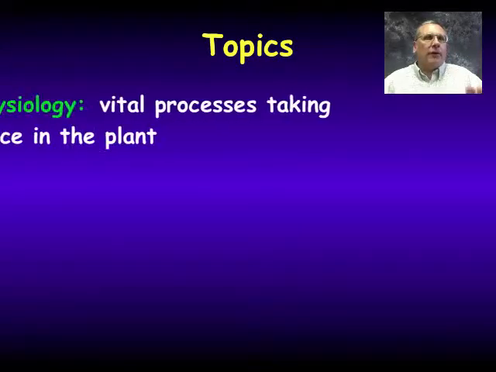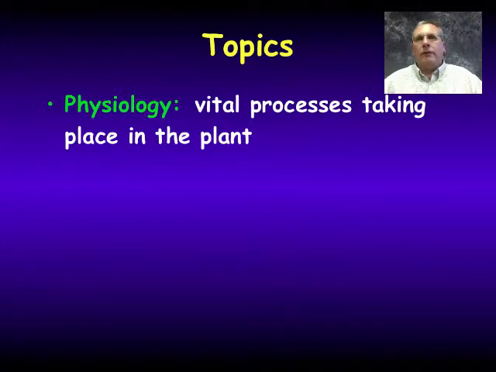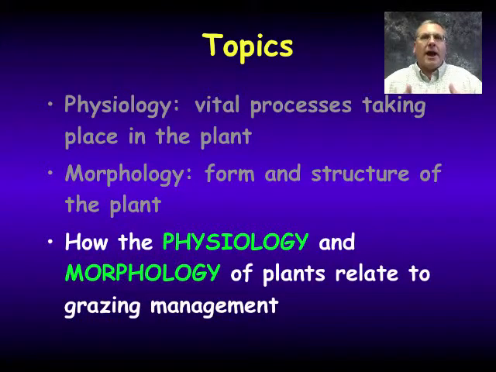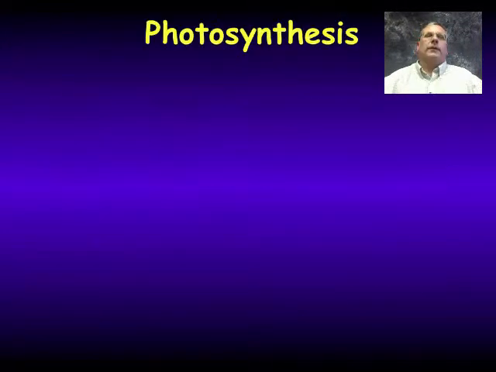Today I want to cover several topics. The first one is physiology, and that's just a fancy word for what's going on inside that plant, those vital processes that are taking place within that plant. We won't talk about all of them, but we'll talk about a few. And then we'll talk a little bit about the morphology. That's the physical form of the plant. Does it grow upright? Does it grow along the soil surface? And we'll talk about how these two things interact, the physiology and the morphology of the plant, to determine how we should be managing that plant under grazing.